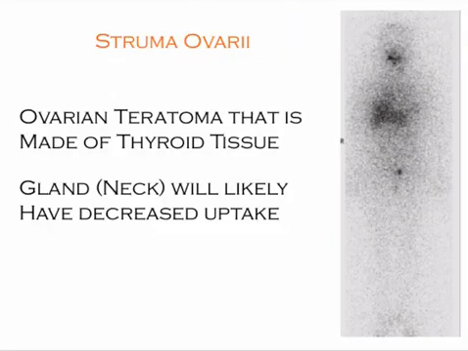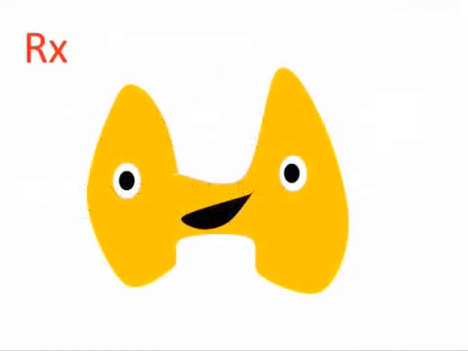Another trivial thing that can occur, this is a zebra, is that you can have ectopic ovarian tissue that can basically be a second thyroid. And if this is happening, that is going to suppress the thyroid in the neck.